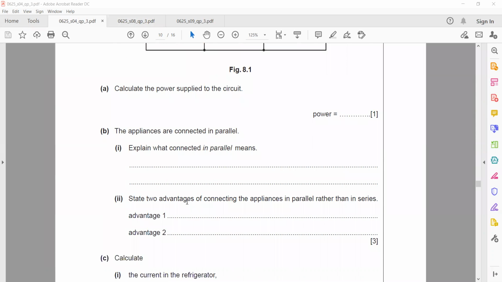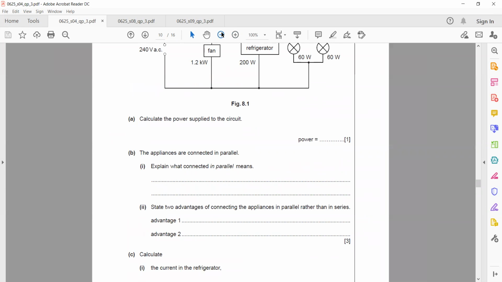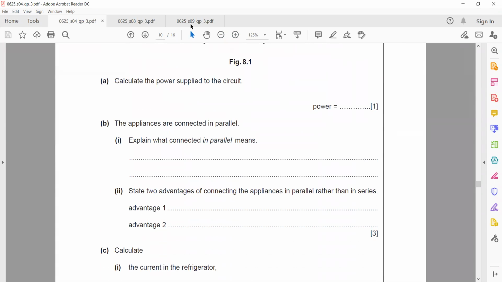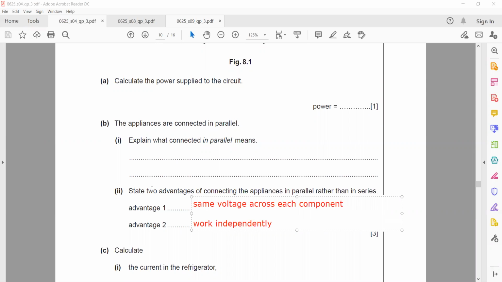The next part: state two advantages of connecting the appliances in parallel rather than in series. What are the two advantages for connecting them in parallel rather than in series? Advantage number one: because they are in parallel, they all receive the same voltage, the same voltage across each. And the second advantage: they will work independently. Work independently means if one of the components is faulty, then the other components still continue to work.